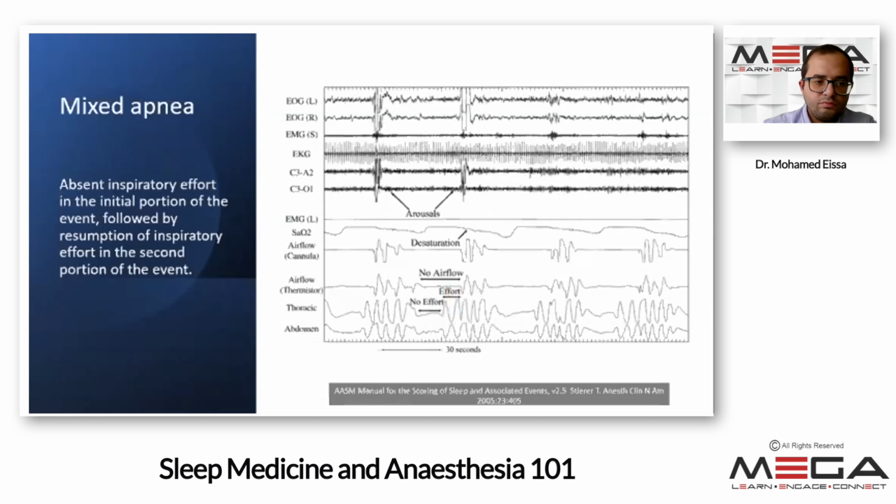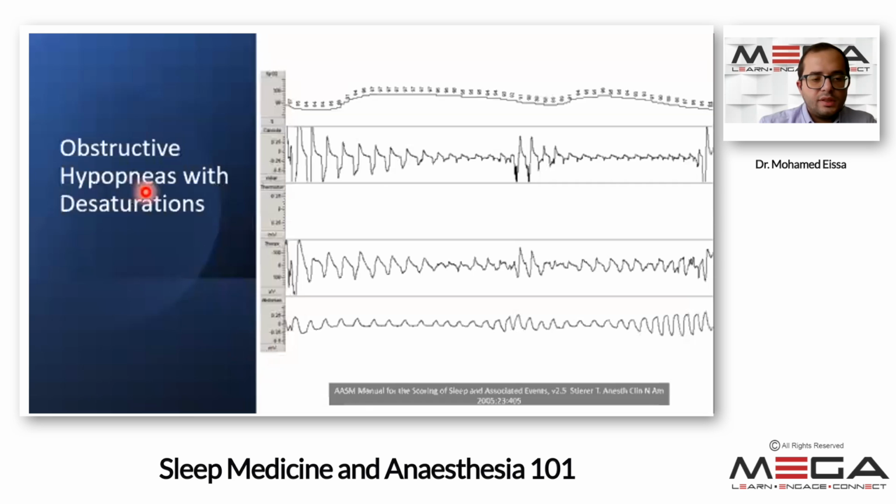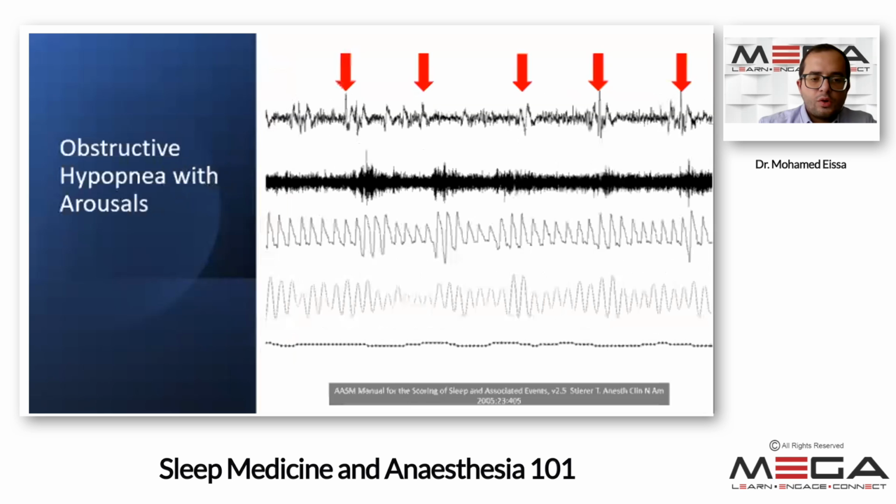And as we said, for an event of hypopnea to be recorded, it should be associated with either desaturation or a respiratory arousal. So this is a patient with, as you see here, the airflow channel: airflow is starting to decrease, but we still have some decreased airflow. Respiratory effort is also decreasing, but we still have some respiratory effort. But in order to record this event, we need to have some desaturation, as you see here, some scooping of the oxygen saturation. So this is an obstructive hypopnea with desaturation, or we should have respiratory arousals, as you see here.